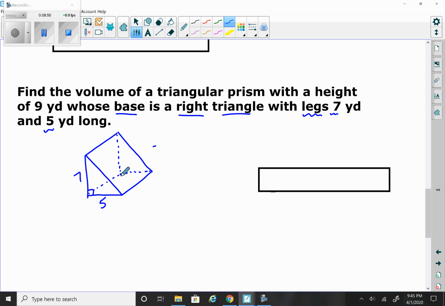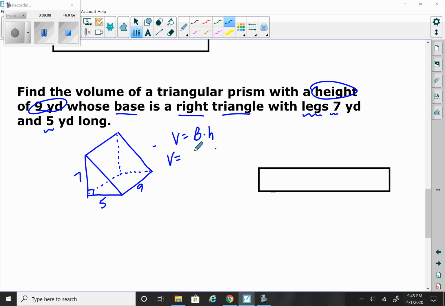So there's my triangular prism where it says that the height is 9 yards. Well, my triangular prism is kind of laying down on its side. So here's my height. That's 9 yards. Again, to find the volume of a prism, it's the area of the base times the height.